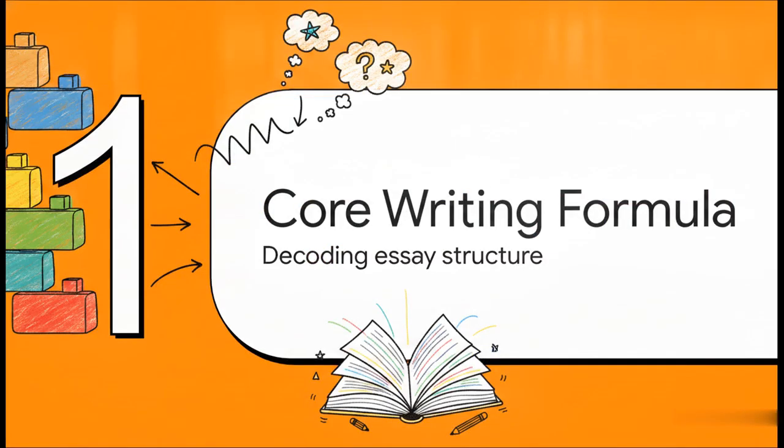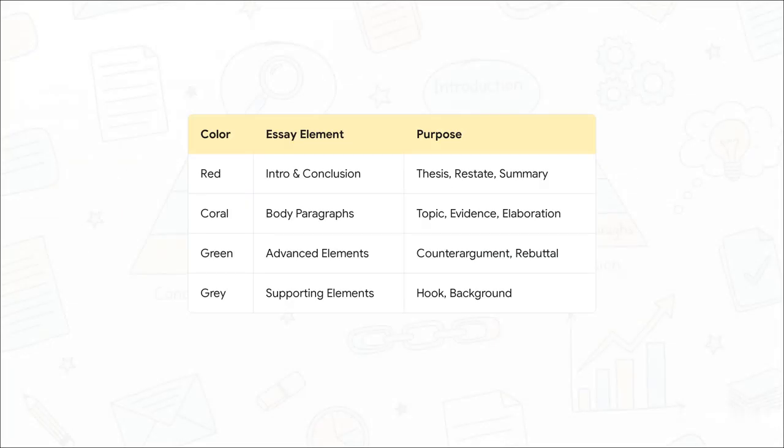First up, the core writing formula. Now, you might be wondering how to make abstract writing concepts concrete for 9-year-olds. Well, look at this. It's a visual map. By using these annotated, color-coded formula labels in your mentor essays, you're giving students a predictable, repeating structure. Red bookends the essay, so that's your introduction and conclusion.